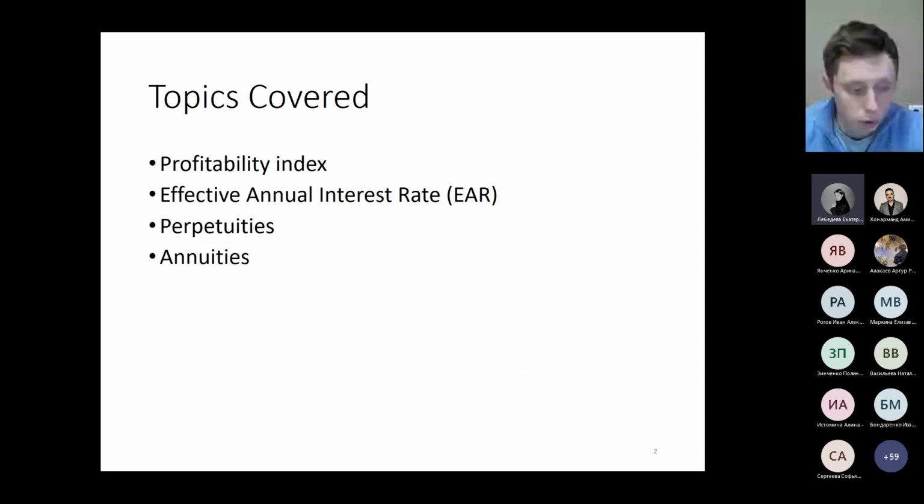First of all, we will talk about the way we put multiple projects in the portfolio of projects, considering money constraint. Then we consider another very important topic in terms of the time value of money, in terms of the present value estimation: how we convert shorter term interest rates to longer term interest rates.